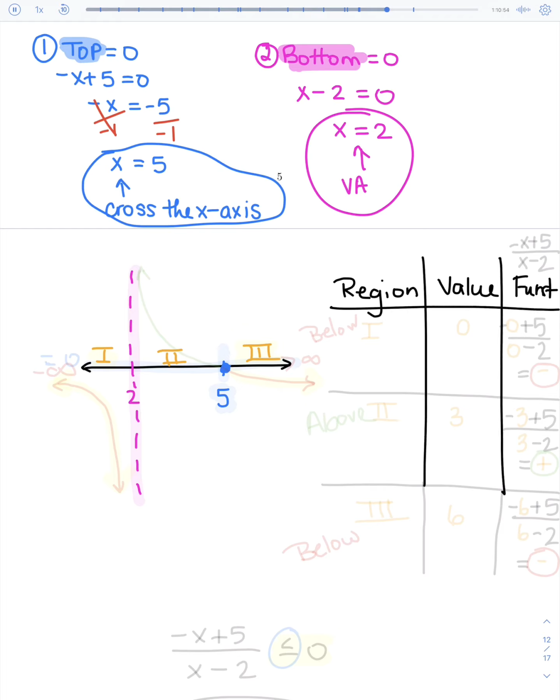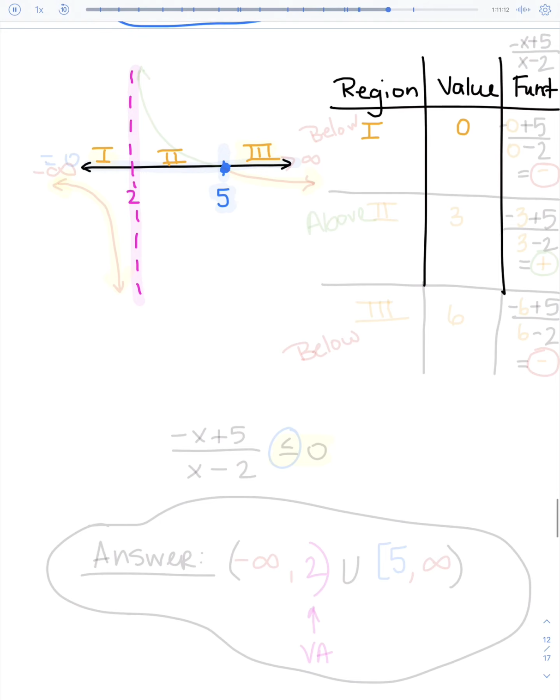So let's break this up. The first region is number 1, which means anything before 2. Well, the easiest and best value to choose that's before 2 is the number 0. Okay, what was our function or our fraction? Well, we want the one that was our goal, the one that has 0 on one side.